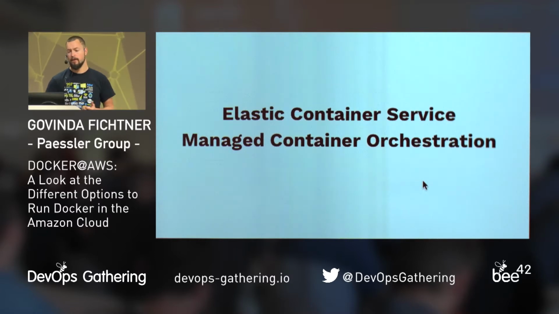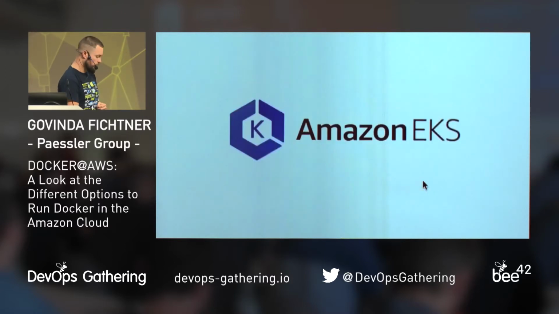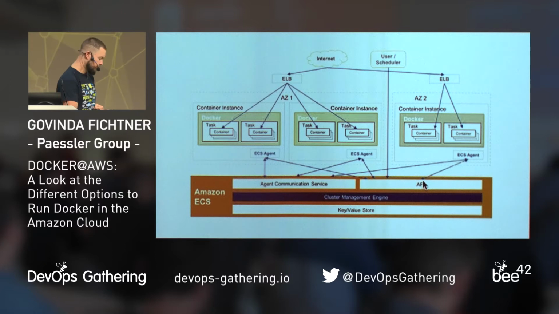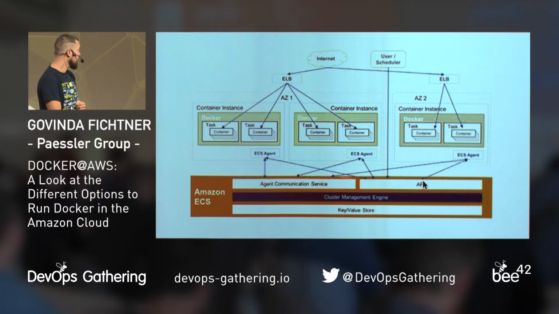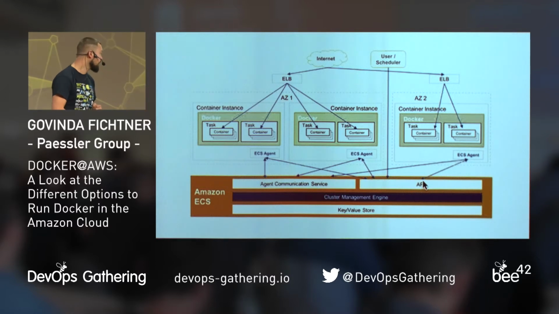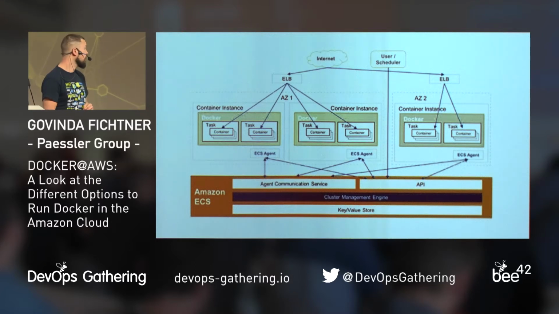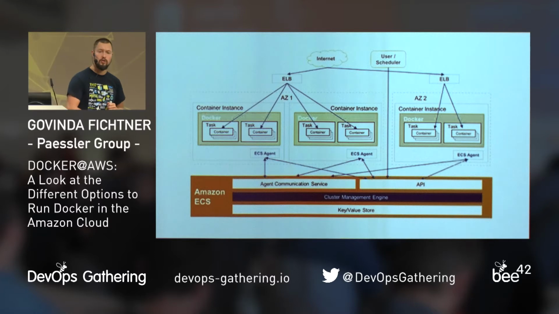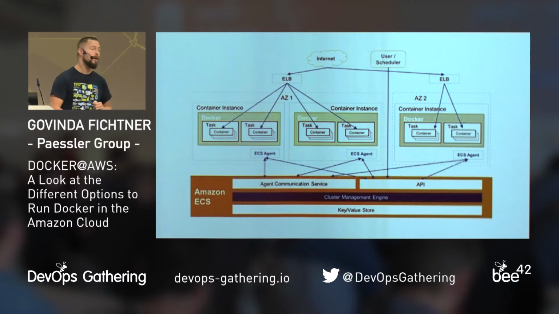It basically looks like this. That's basically the managed part. Amazon ECS has things which you might have seen with other orchestration tools. We have a key value store, a cluster management engine, and an API and a communication service. And then we have EC2 instances. Here we have 1 instance, another 3 instances in 2 different availability zones. On each of these instances we have an agent, the ECS agent, and the ECS agent does the communication with the orchestration engine.